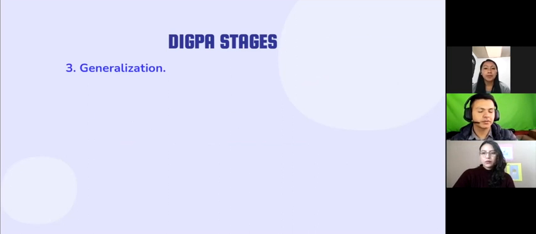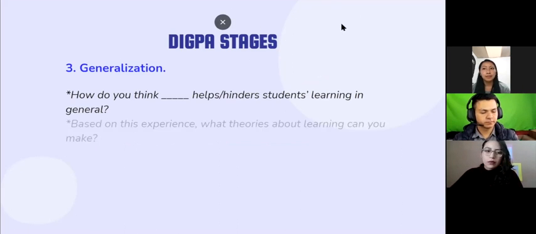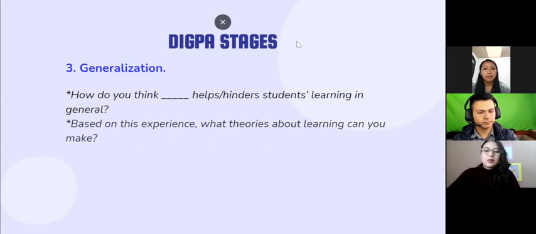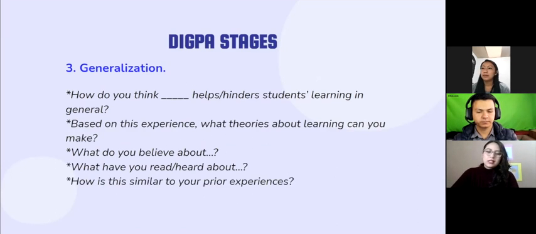Let's go to the next stage, which is the generalization. What questions can help us? During the generalization, you can write based on these questions: how do you think the activity helps or hinders students' learning in general? Based on this experience, what theories about learning can you make? What do you believe about it? What have you read or heard about? How is this similar to your prior experiences?